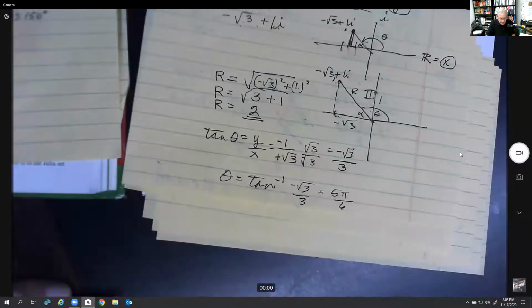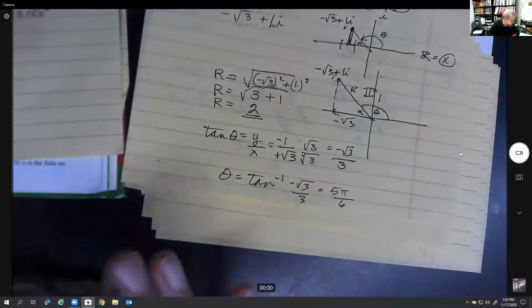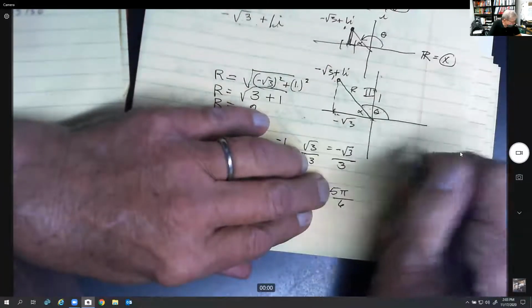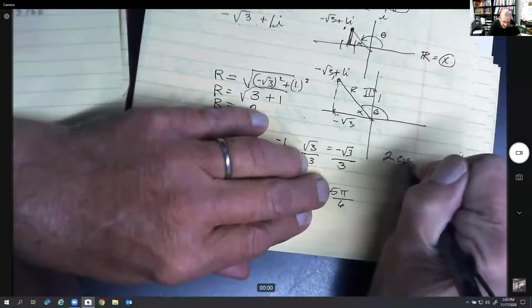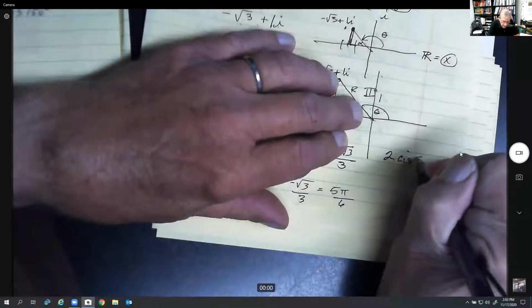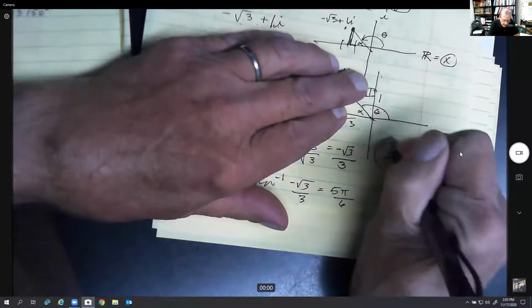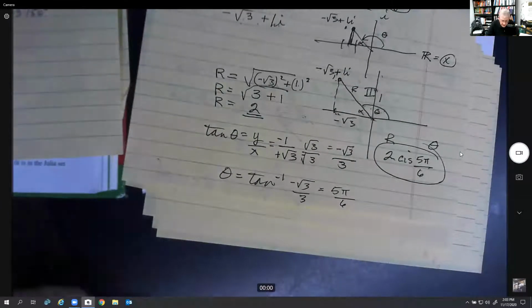Well, we've done everything we need to do. This is going to be 2 cis 5 pi over 6. We found our radius and we found our angle. And that's the problem written in polar form.